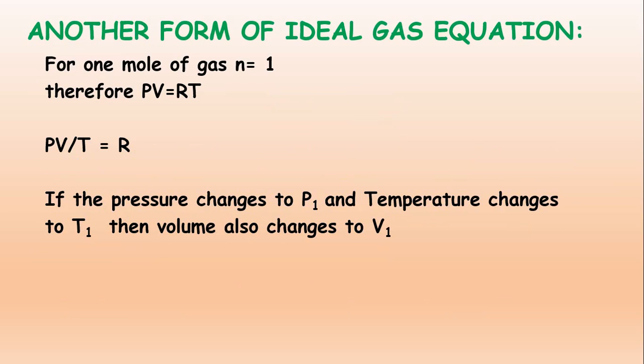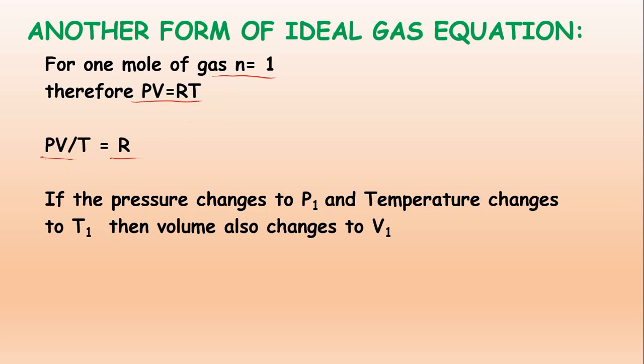Now there is another form of the ideal gas equation. We can write the ideal gas equation in another form. Suppose for 1 mole of gas, n will be equal to 1, therefore PV is equal to RT. n is 1, so no need to write 1, that will become PV is equal to RT, or in other words we can rearrange this: PV divided by T is equal to R.